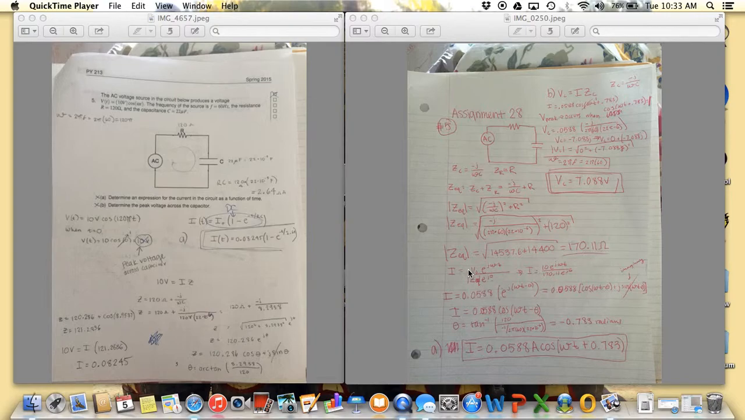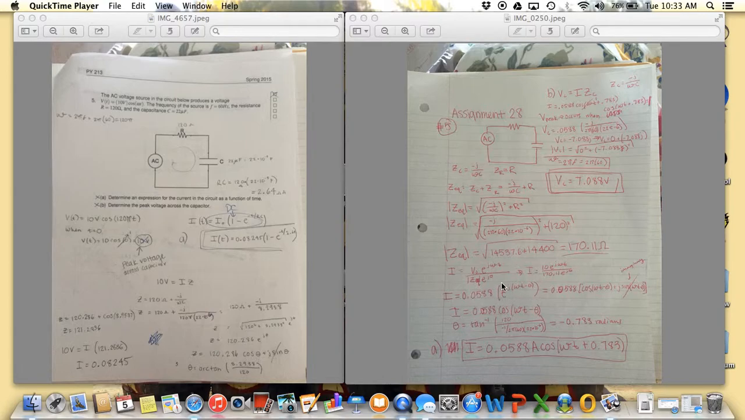Then we can rewrite current in terms of time, and that is this equation here, and we know that V naught is equal to 10 volts, and we know that the equivalent impedance is 170.11 ohms. This fraction is equal to 0.0588 amps.